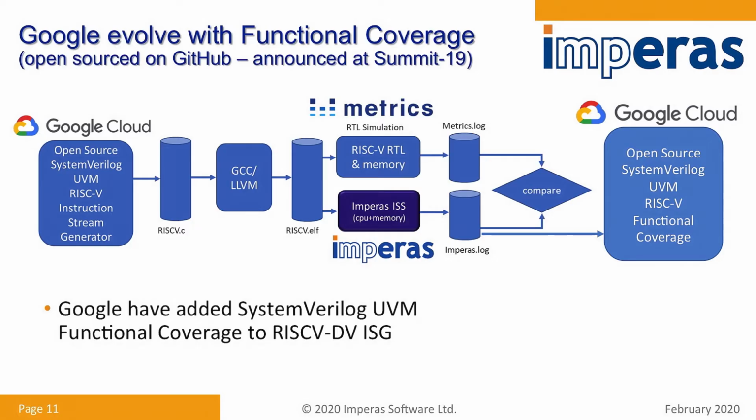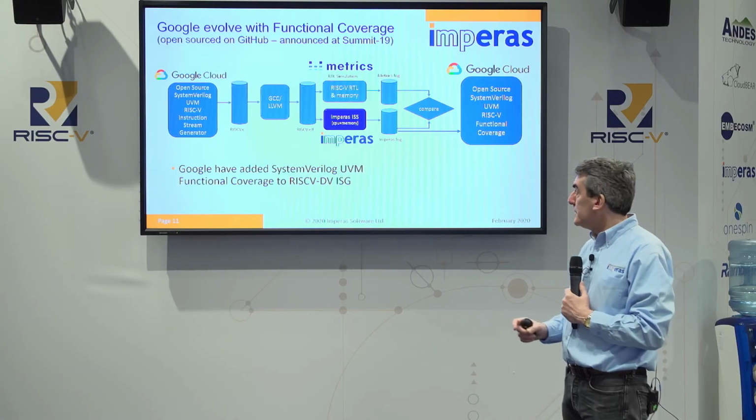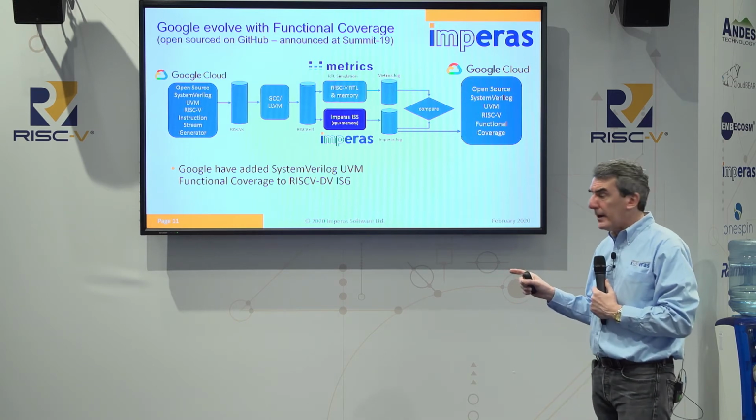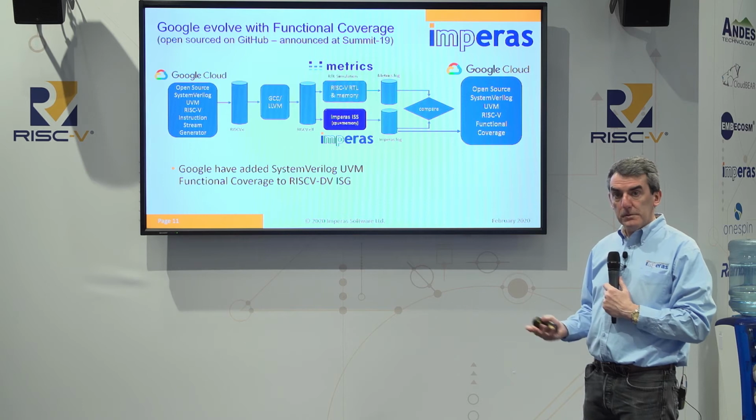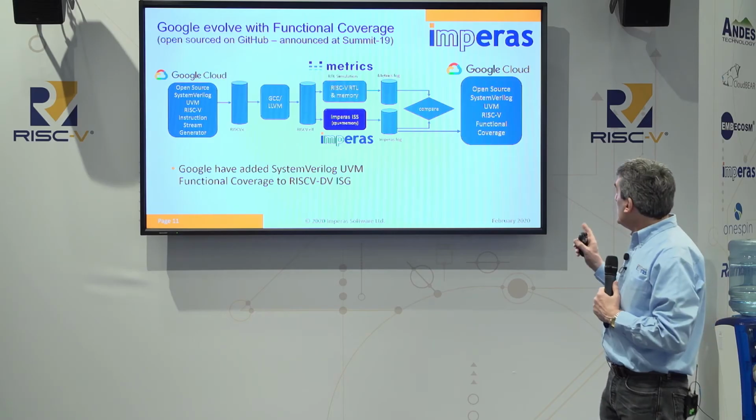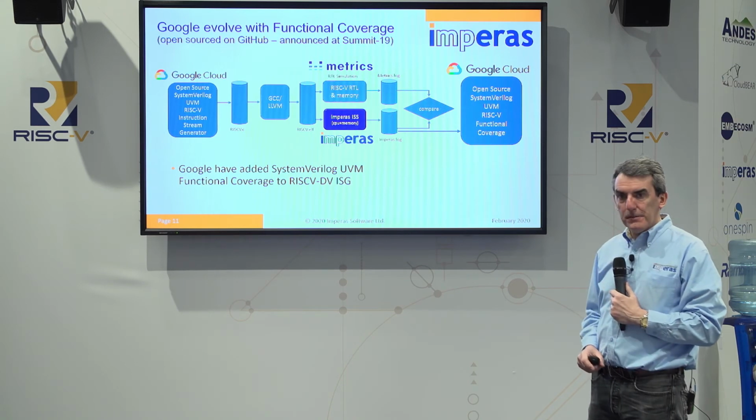So working with Google, they have an instruction stream generator that generates a random set of instructions that are legally valid. Now it is constrained, so it doesn't produce unexpected or weird cases, but it does produce extreme corner cases. So over time, you can fully test the envelope of your design. Those instructions can be compiled and then run through the RTL of your processor. That's great. You can also run them through the instruction-accurate reference model from Imperas. And then you can compare the two. In this case, we're using Metrics, but we work with all the top EDA companies. And then you look at the instruction coverage.